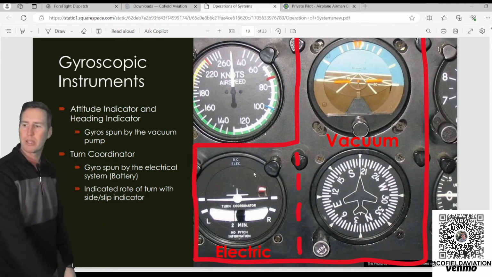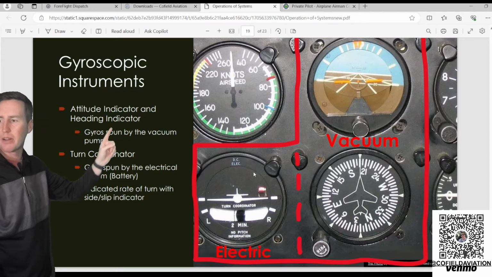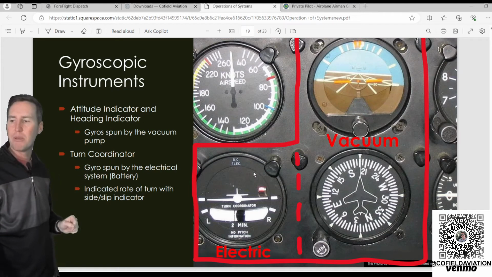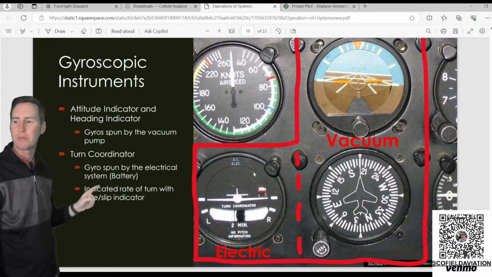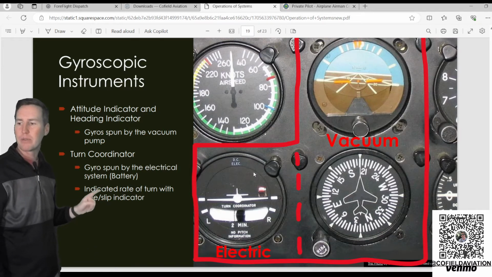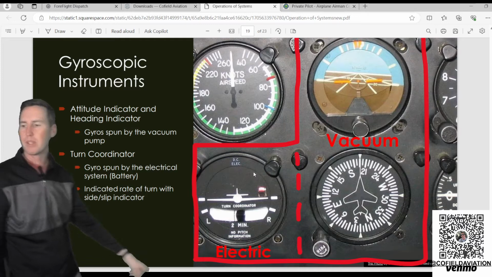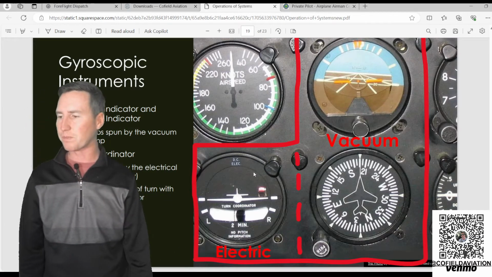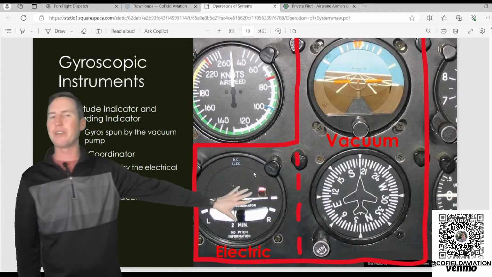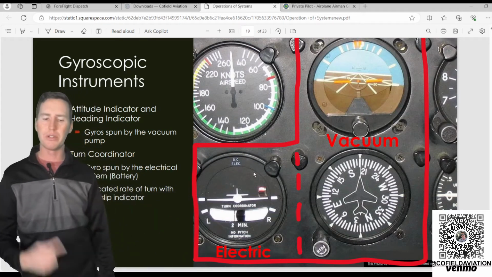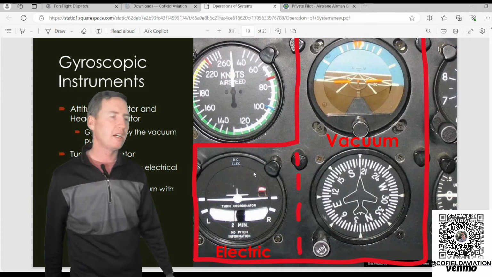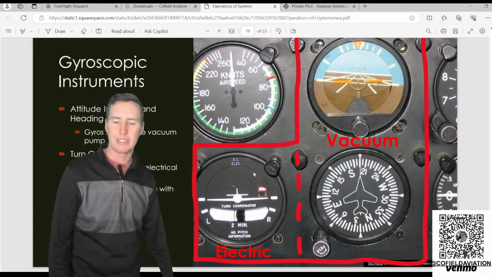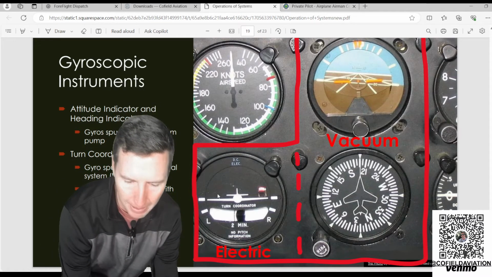So real quick, gyroscopic instruments: attitude indicator and heading indicator. Gyros are spun by the vacuum pump / air. Turn coordinator, gyro is spun by the electrical system or the battery. It's the indicated rate of turn with a side slip indicator, step on the ball, right? So you can usually hear this when you turn the master switch on. You'll hear a little whine up. That's it starting to spin that gyro. Okay.